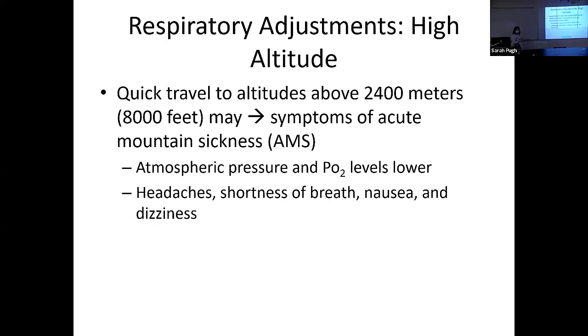And then the last one is when you travel to a high altitude, you might get something called acute mountain sickness, AMS for short. This is when the atmospheric pressure and the oxygen levels are lower. So as you climb in altitude, the air gets thinner, oxygen becomes less. And this is when you get headache, shortness of breath, nausea, you might throw up. That's acute mountain sickness.